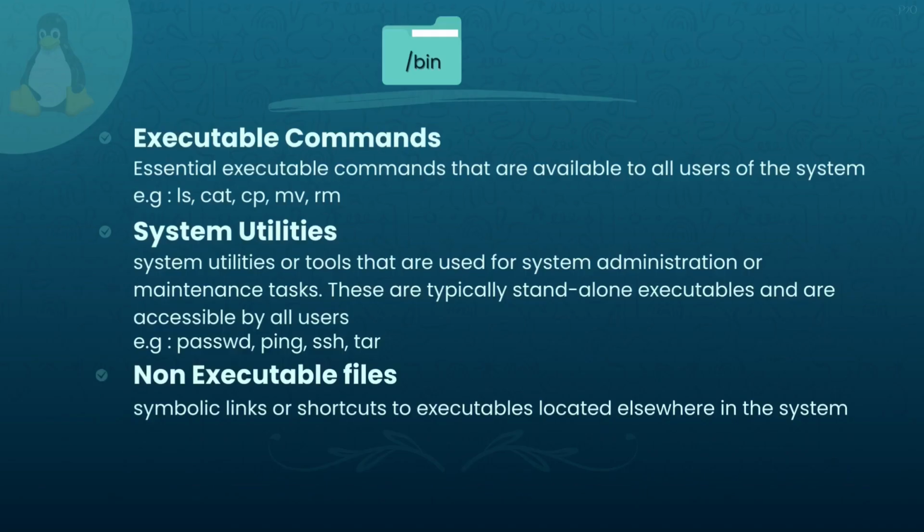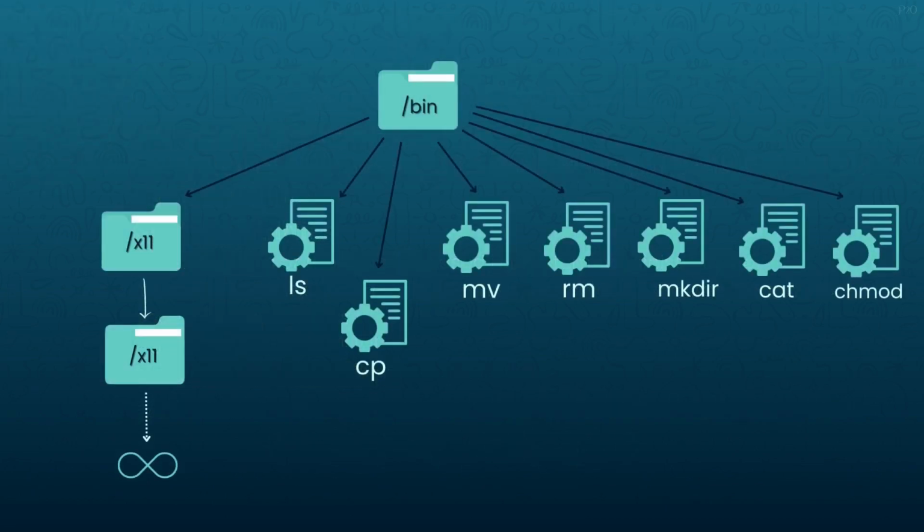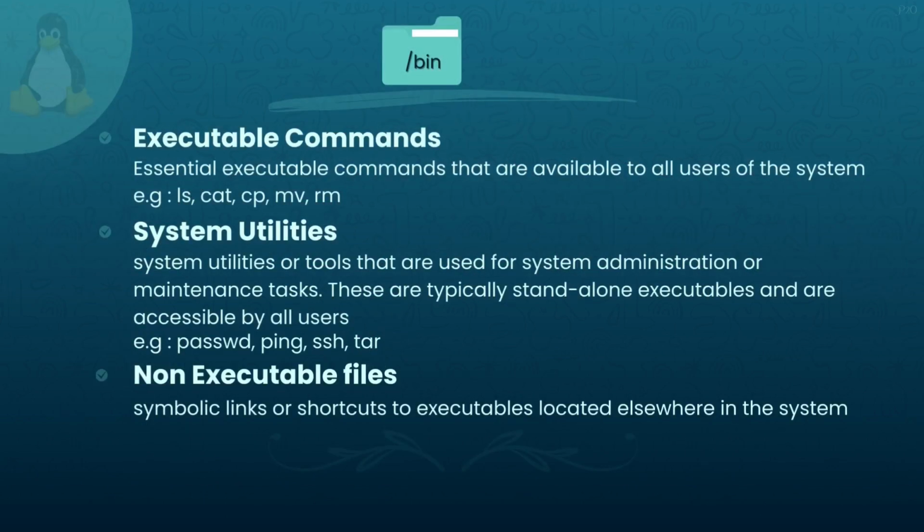Executable commands. The primary purpose of the bin directory is to store essential executable commands that are available to all users of the system. These commands are typically considered fundamental utilities and are required for basic system functionality. For example, ls, cat, cp, mv, and rm. Linux commands can be grouped into two categories: built-in commands that are already inside the shell, and standalone executable files that are separate programs with their own powers. Both types of commands help us interact with the computer, manage files, run programs. Let me explain what they are.